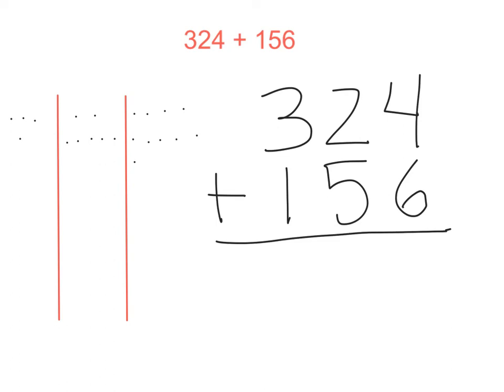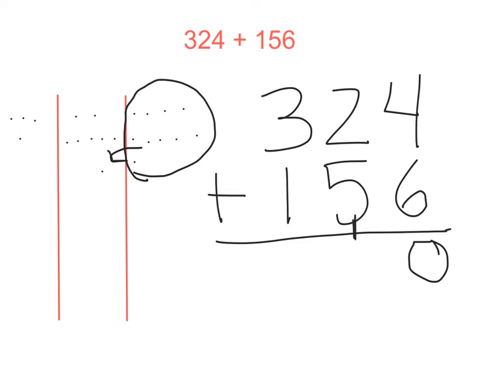Now I can begin adding. Remember, I always add starting in the ones column. So if I add my 4 ones plus my 6 ones, that will give me 10 ones. So I circle my group of 10, I bring them over, and I make a new 10. So I put a 0 in the ones column, and I make a new 10 in the tens column.